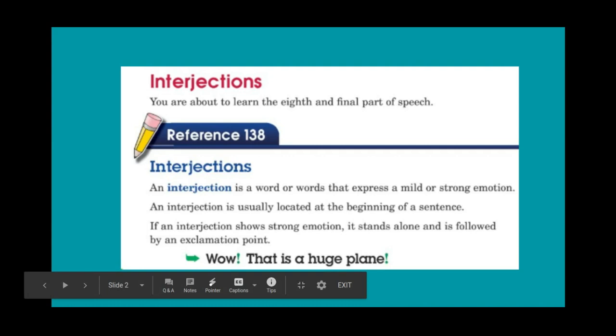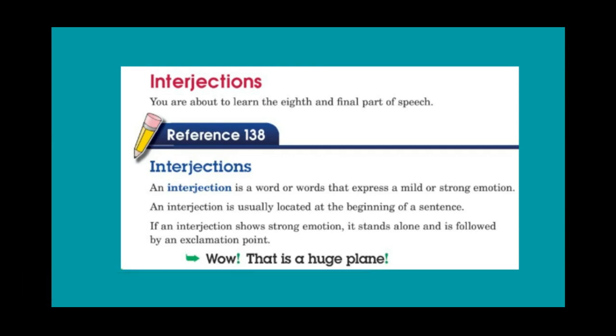Interjections are the 8th and final part of speech. So once you learn about these, you will know all 8 parts of speech. An interjection is a word or words that express a mild or strong emotion. An interjection is usually located at the beginning of a sentence. If an interjection shows strong emotion, it stands alone and is followed by an exclamation point.